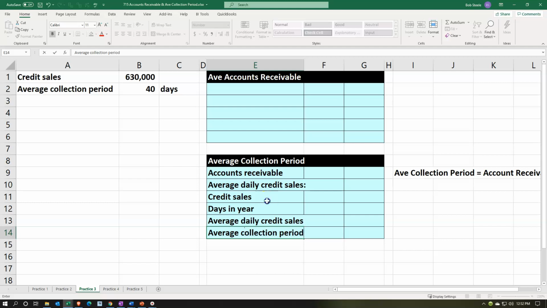The average collection period. So this was our calculation before. If I go to the Home tab, Font group or Alignment, increase the indenting.